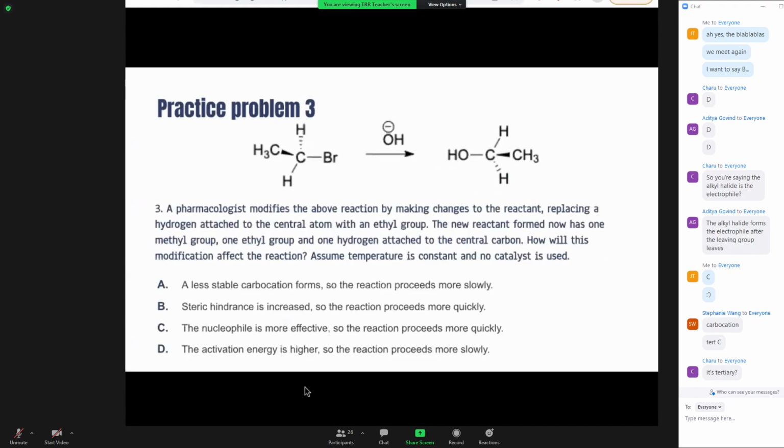Okay, practice problem 3. A pharmacologist modifies the above reaction by making changes to the reactant, replacing a hydrogen attached to the central atom with an ethyl group. The new reactant formed now has 1 methyl group, 1 ethyl group, and 1 hydrogen attached to the central carbon. How will this modification affect the reaction? Also, I realized that I messed up. The product should have an ethyl group. Sorry about that.